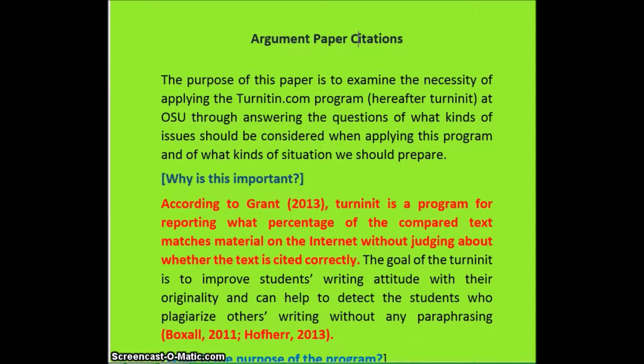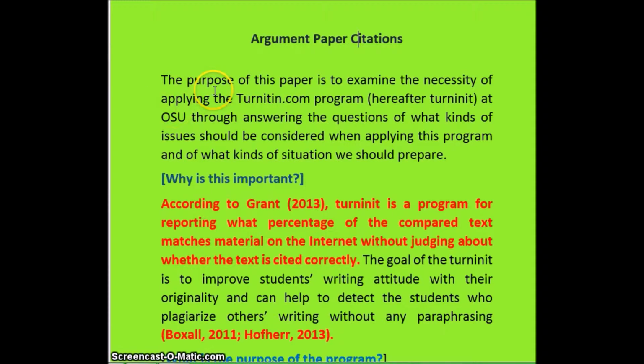According to Grant, Turnitin is a program for reporting what percentage of the compared text matches material on the internet, without judging whether the text is cited correctly. Now, if he didn't cite Grant, no one would accuse him of plagiarism, because that's a fact. That's what the program does. But by citing Grant, he makes it sound more important and more authoritative, because somebody else has written this statement, so it's more likely to be true.